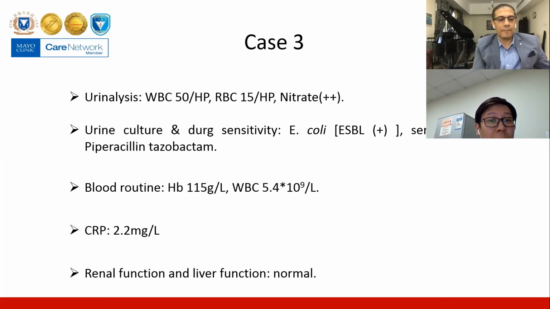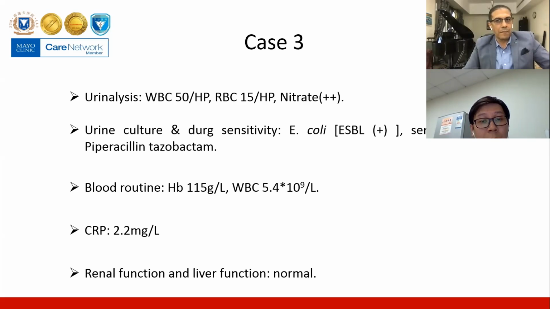The urine culture and drug sensitivity result showed an infection caused by E. coli, which is also ESBL positive E. coli, and it's sensitive to piperacillin tazobactam. The blood routine: hemoglobin is 115 grams per liter, the white blood cell is 5.4, and the CRP is 2.2. The renal function and liver function are normal.